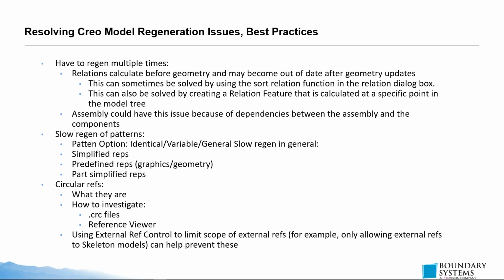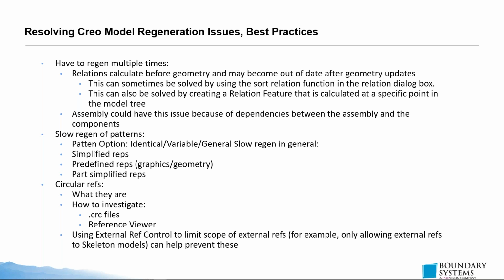One of the other issues that we have is slow regeneration of patterns. So they may regenerate slowly. By default inside of Creo, it uses technically the slowest option to regenerate your pattern, but it has the most flexibility. That pattern type is called a general pattern. There are two additional options, which are variable pattern and identical pattern, for our pattern features that we can also use. I'll cover some of that as well.